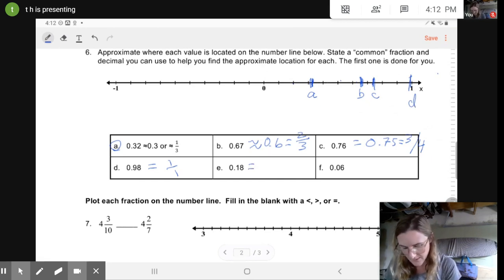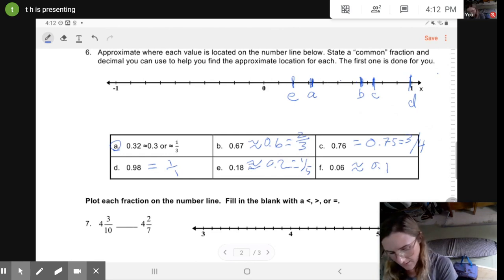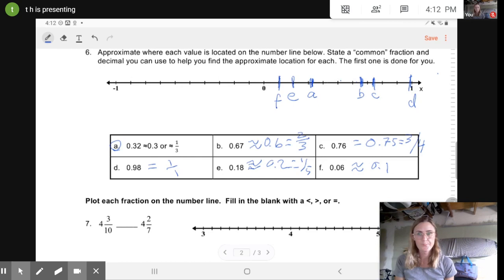0.18, I'm going to approximate this as about 0.2 or 1/5 as a fraction. So 0.2 would just be 2 boxes out of the 10 that we have here. So 2 would be E. And then finally F, 0.06, I'm going to approximate this to 0.1 so that I can make it right on the line right here. And this is going to be F.